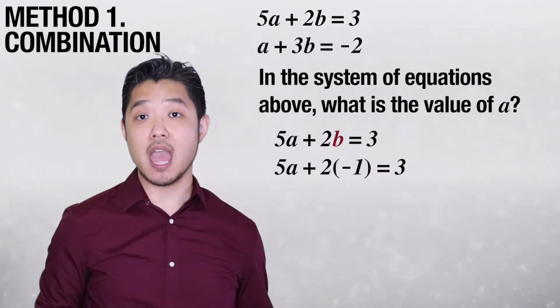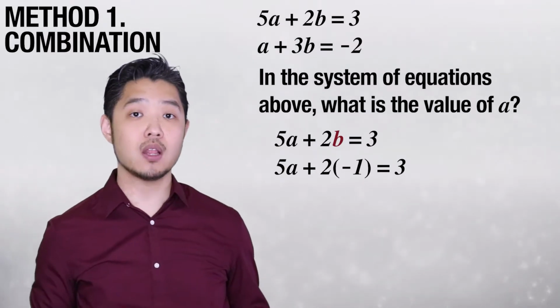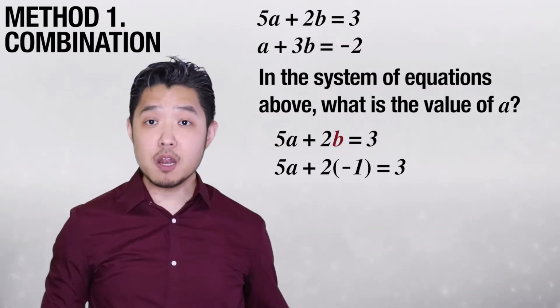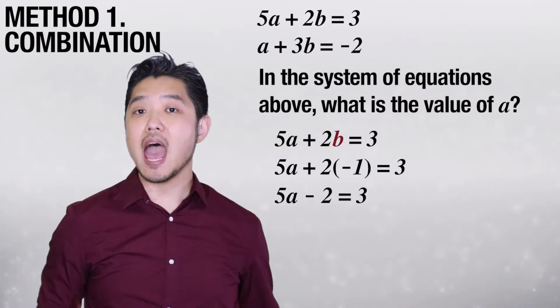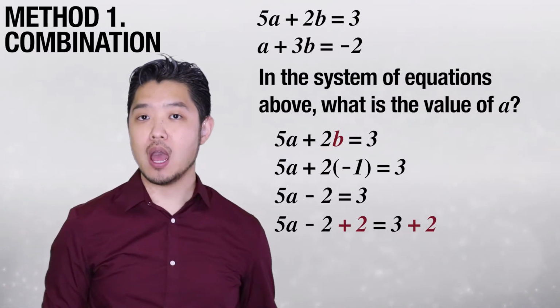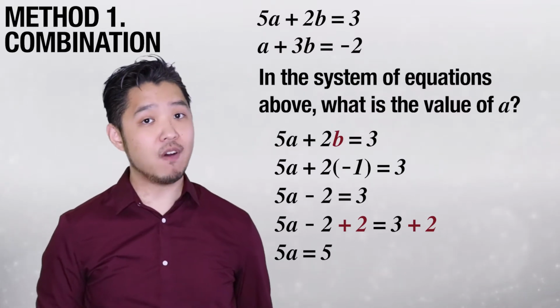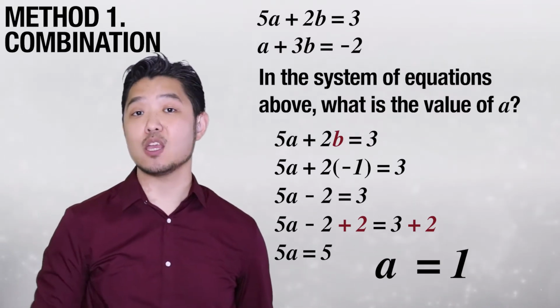Now it is 5a plus 2 times minus 1 equals 3. And simplifying it, we get 5a minus 2 equals 3. Add 2 to both sides. Then we have 5a equals 5, which results in a equals 1.